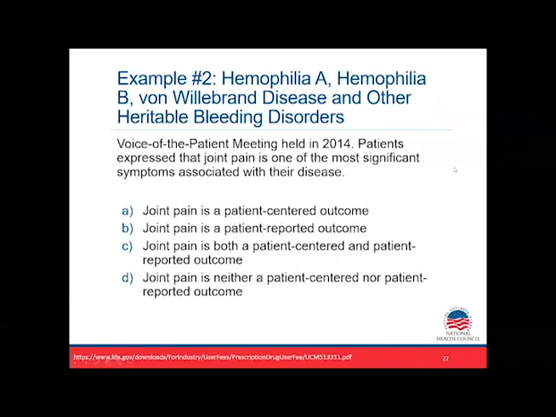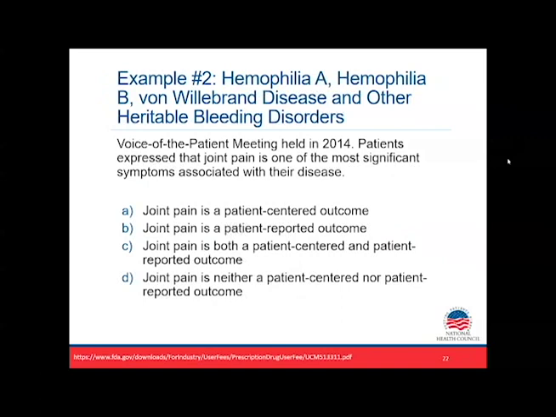So going on to number 2, hemophilia A, hemophilia B, von Willebrand disease, and other heritable bleeding disorders. A Voice of the Patient meeting was held in 2014 on this group of diseases, and patients expressed that joint pain is one of the most significant symptoms associated with their disease.